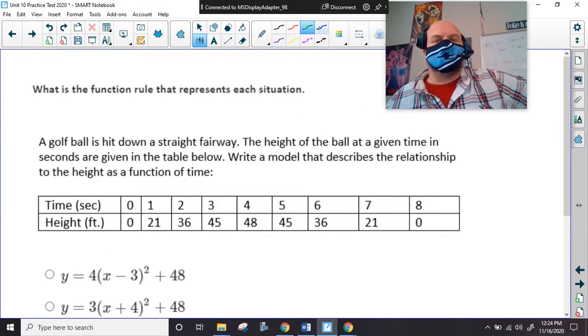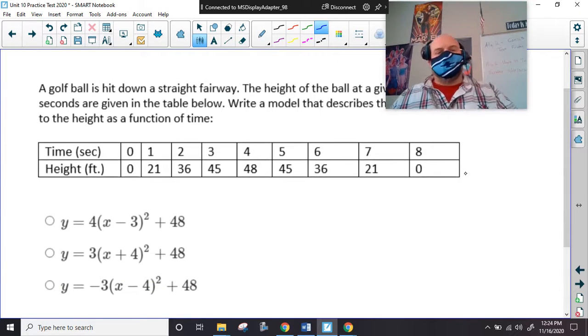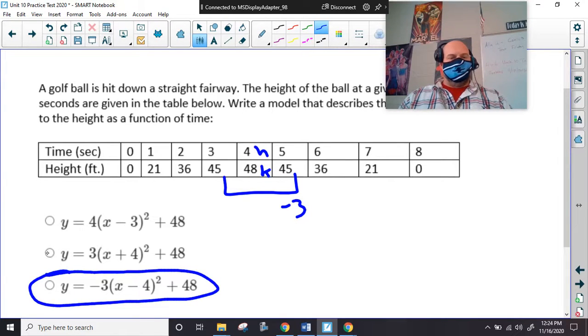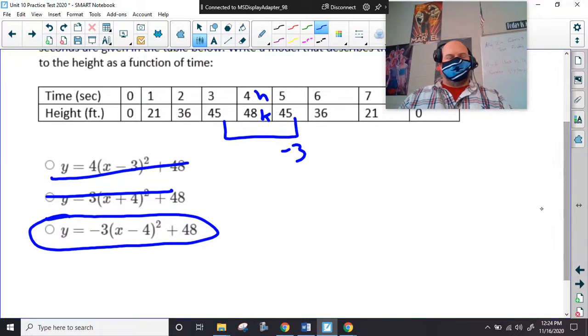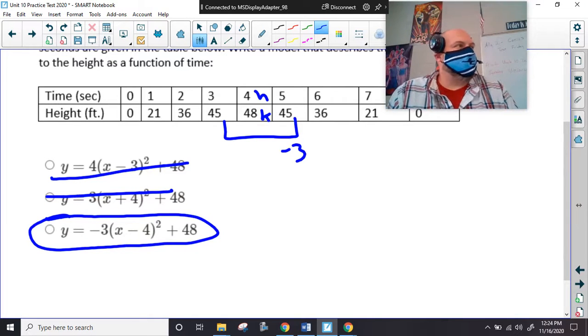Function rule. Words in a chart, you should automatically think quadratic. It says a ball is being hit. You should automatically think quadratic. All right. Here's my vertex. This is my H. This is my K. To get from 48 to 45, I subtract 3. This is my answer right here. Not those. Did I do 3? Yeah. I had 3 choices on those. Some I did 3, some I did 4.